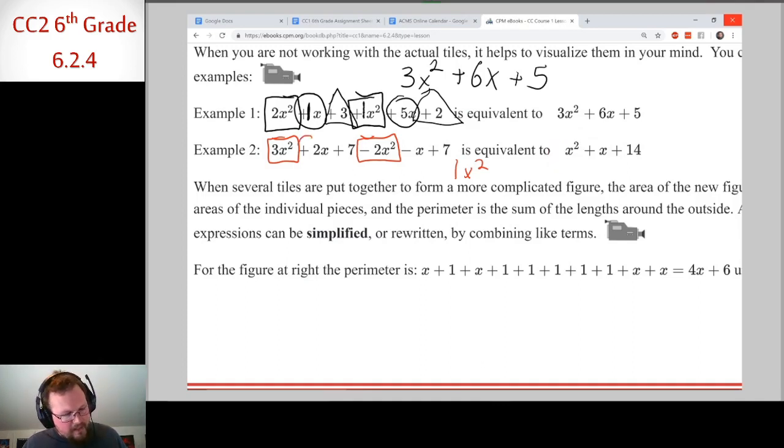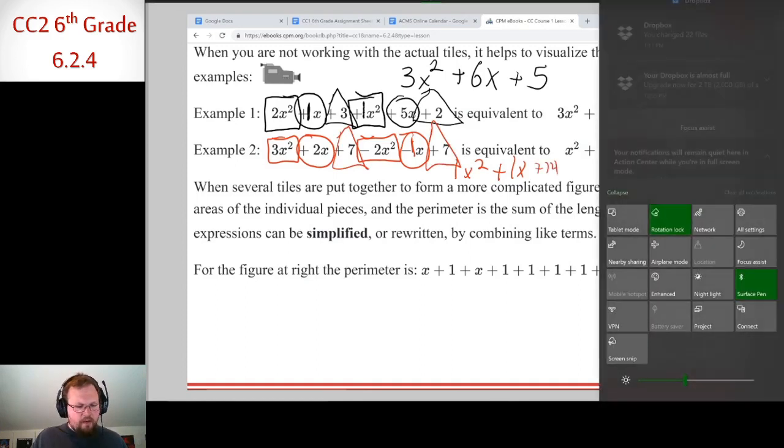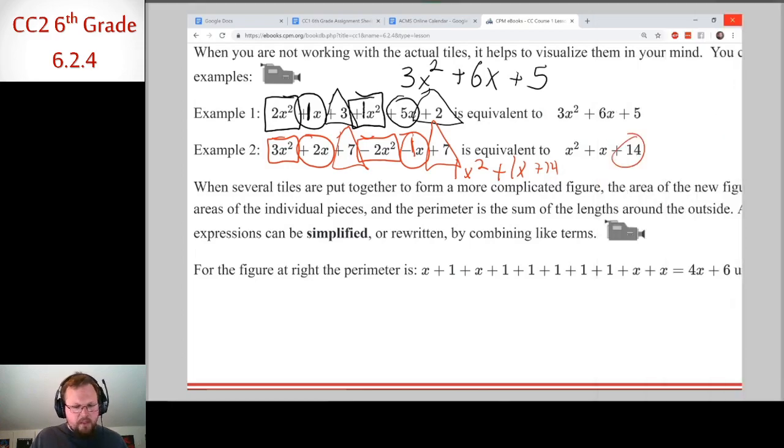And then I look at the x tiles. I have a positive 2x, take away 1x. Again, pretend that that 1 is there. 2 minus 1 is 1x. Plus 1x. And then a positive 7 and a positive 7 makes positive 14. Okay. So that's just kind of a brief review of those combining like terms.